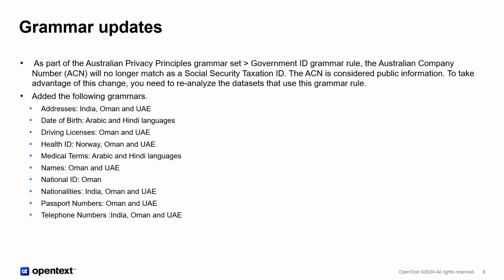As always, we do updates of the grammars with every release. There were some comments that in terms of Australia, we counted the Australian company number, the ACN, so it will no longer match as an SSN tax ID because the ACN is considered public information. So we've taken advantage to not put that inside the grammar set. It still will be captured, but it's not part of the standard grammar set.